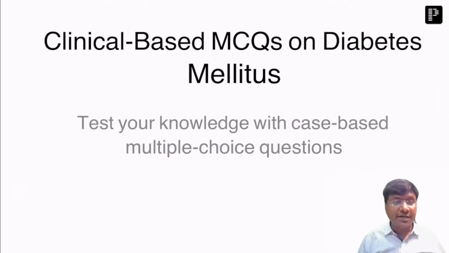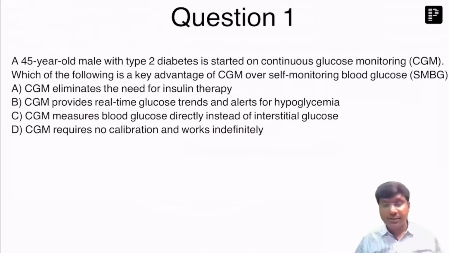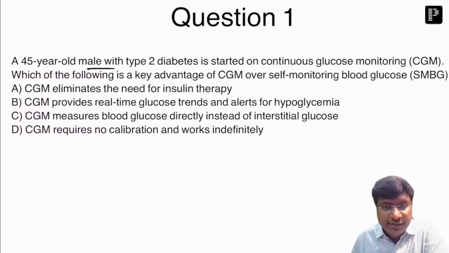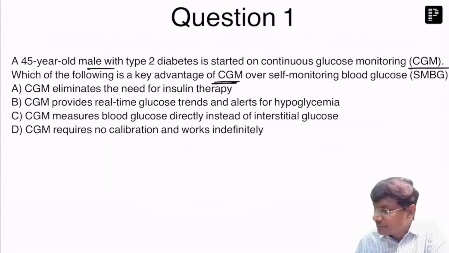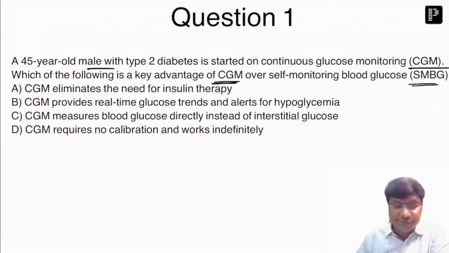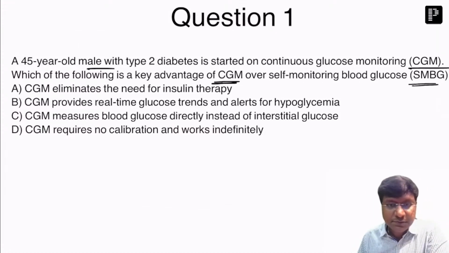Right. Some of the clinical based questions on the topic of diabetes mellitus. Okay. So we have a 45-year-old male with type 2 diabetes. He started on the CGM, that is continuous glucose monitoring. Which of the following is a key advantage of the CGM over SMBG? Go through all the options.